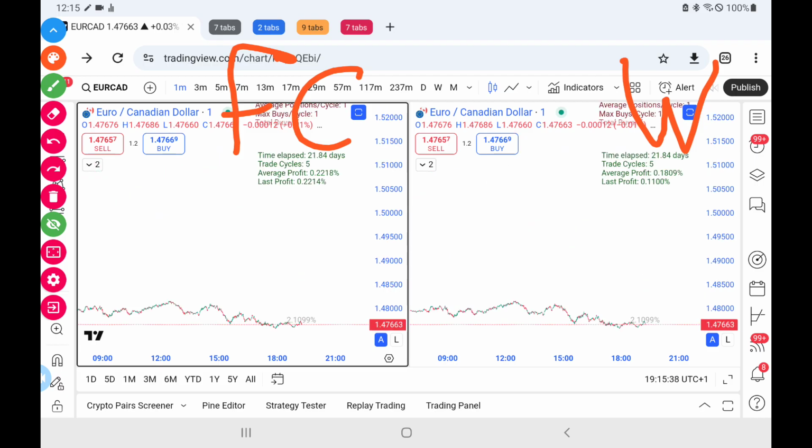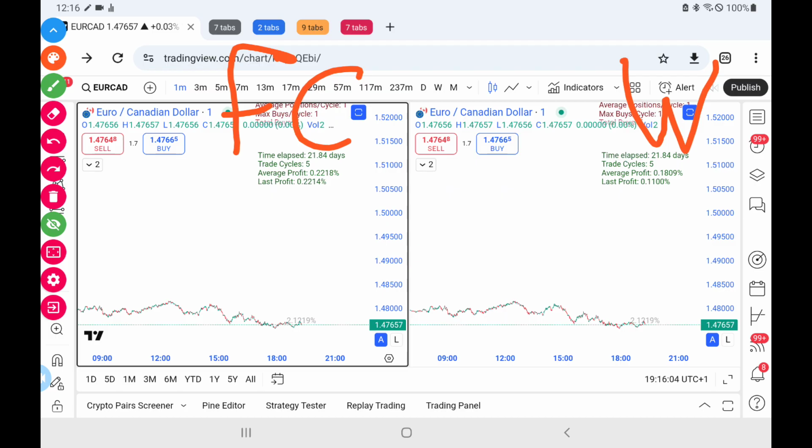So as we continue looking through each one, we can clearly see, sometimes surprisingly, for example, the wick on this one has a last profit of 11 pips. However, the full candle has a last profit of 22 pips. That is literally double the profit.